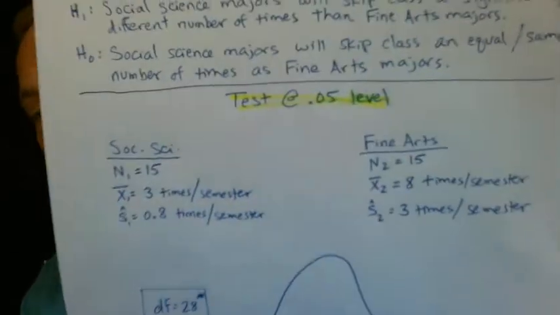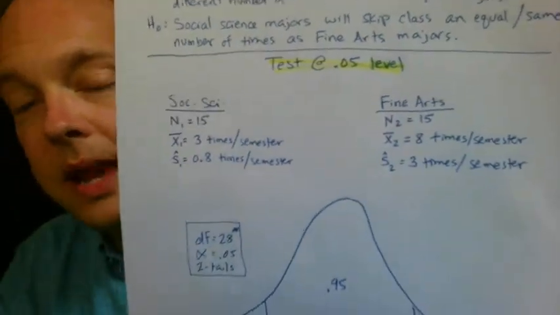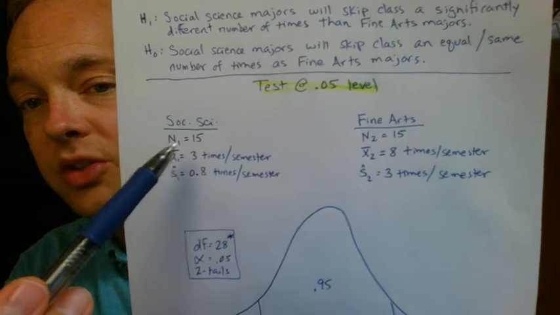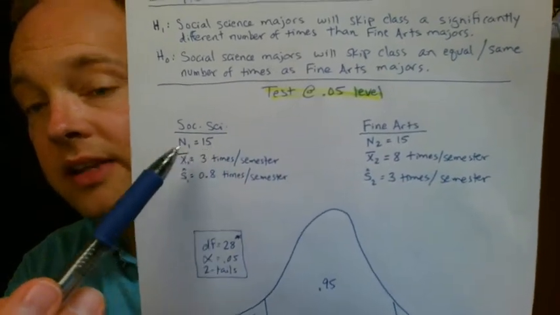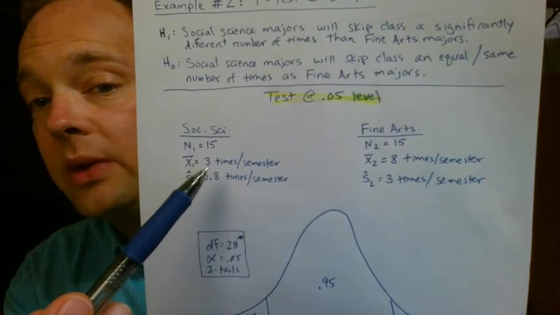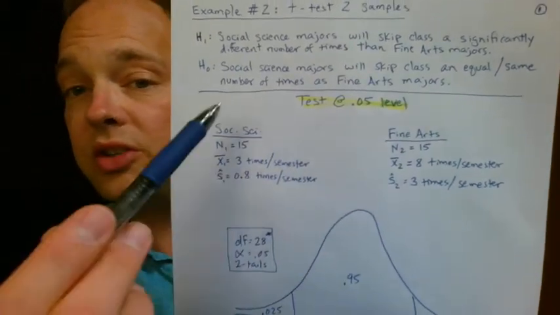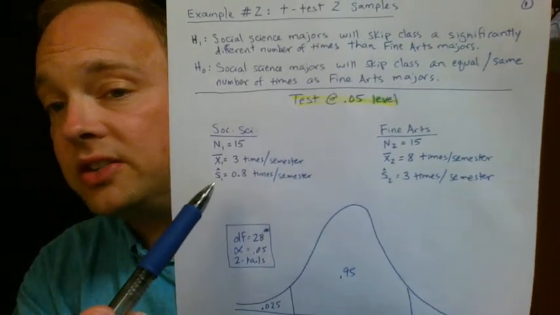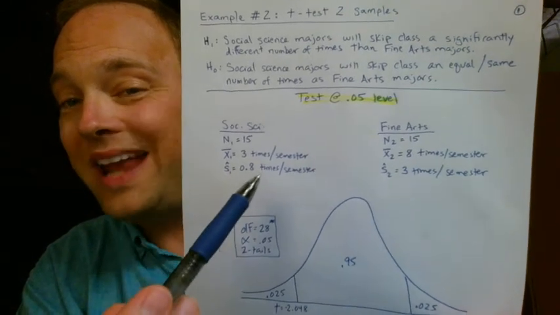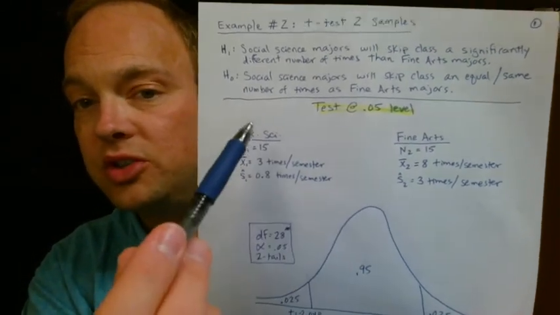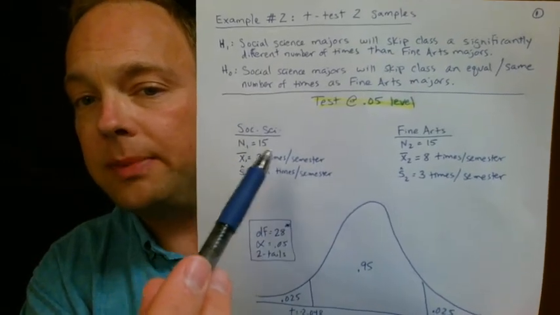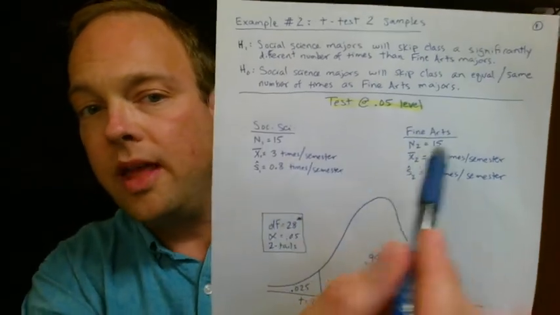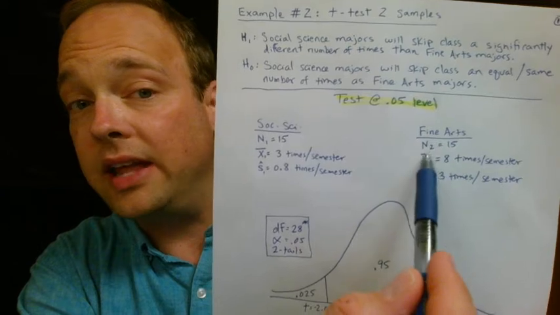Now, here's our information. Here's the data. Social science majors, we've got N sub 1, that's our sample, so we have 15 social science majors. N sub 1 equals 15. Mean sub 1 equals 3 times per semester, that's an average, so social science majors skip class on average 3 times per semester. And we have a standard deviation sub 1 of 0.8 times a semester. So social science majors: sample size of 15, a mean of 3 times a semester, and a standard deviation of 0.8 times a semester.